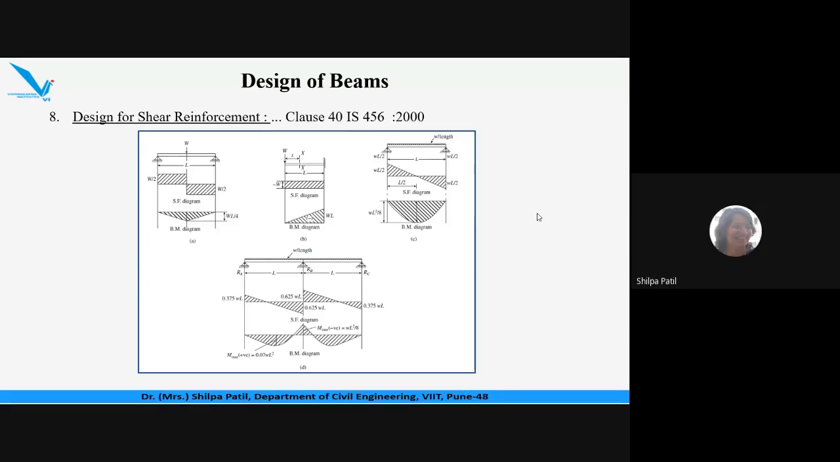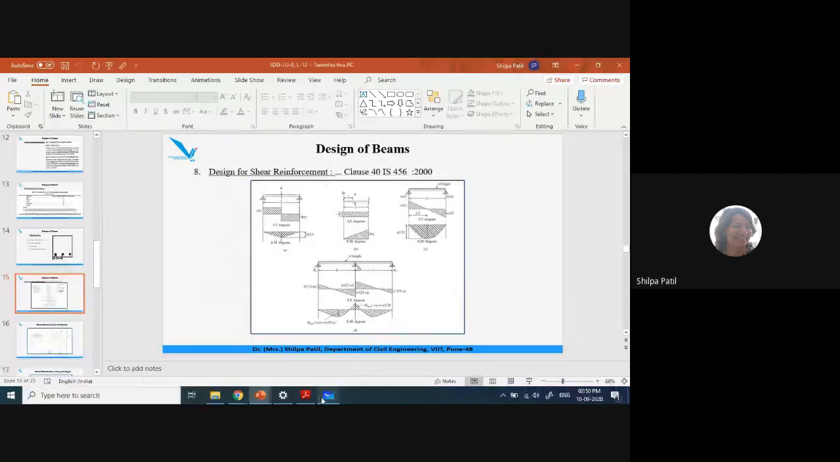Yes, ma'am. Okay, so I will simply read the entire problem statement again. A simply supported beam of a clear span 5 meter is subjected to ultimate UDL of 30 kilonewton per meter, inclusive of its self weight. The beam is resting on the column 230 mm wide. Design the beam if M20 grade concrete and Fe415 grade steel are used. Okay, so let us quickly write down now the given data.